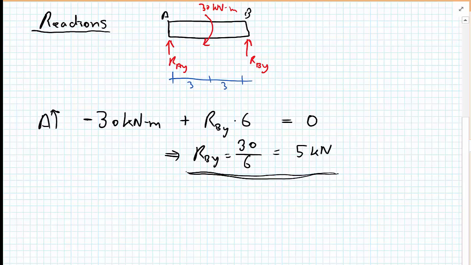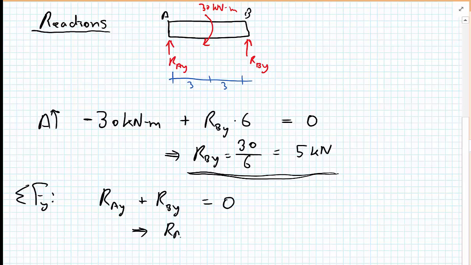Now I'm going to take the sum of the forces in the y direction. Sum of the forces in the y direction, I have RAY plus RBY must be equal to 0, and I have a known value for RBY, and substituting that in gets me that RAY equals minus 5 kilonewtons, and that's in a downwards direction. So now we have the reactions.